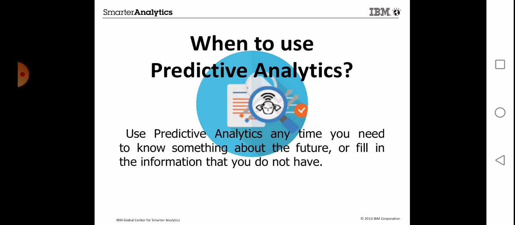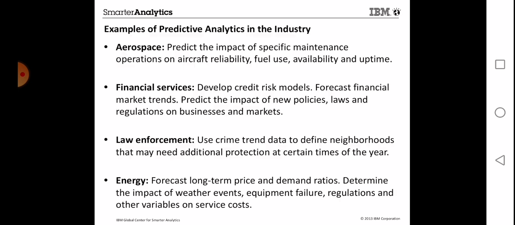So, we use predictive analytics anytime you need to know something about the future or fill in the information that you do not have. We have different examples here of predictive analytics in the industry. First is the aerospace. It predicts the impact of a specific maintenance operations on aircraft reliability, fuel use, availability, and uptime. Next, financial services. Develop credit risk models, forecast financial market trends, and predict the impact of new policies, laws, and regulations on businesses and markets.